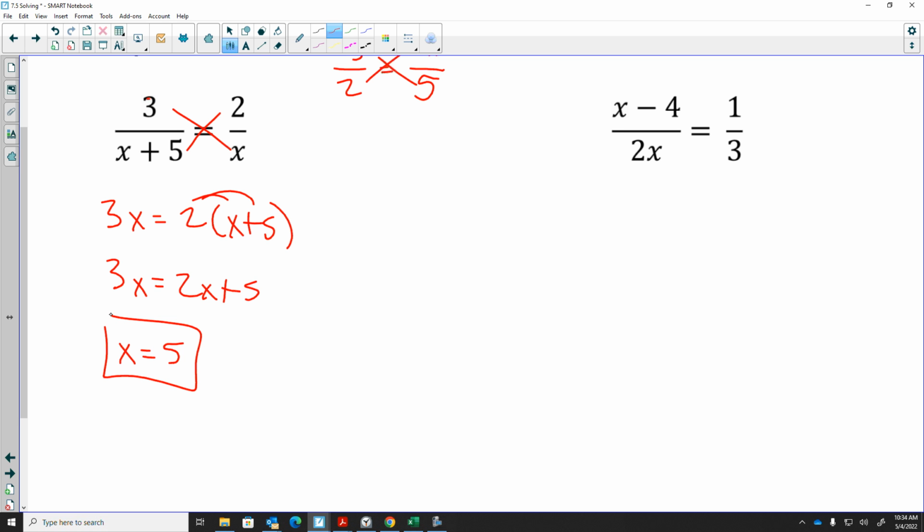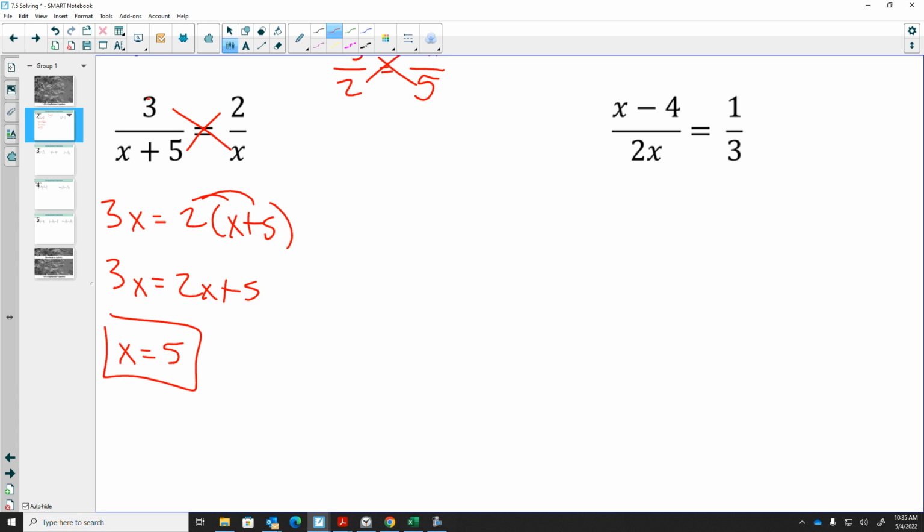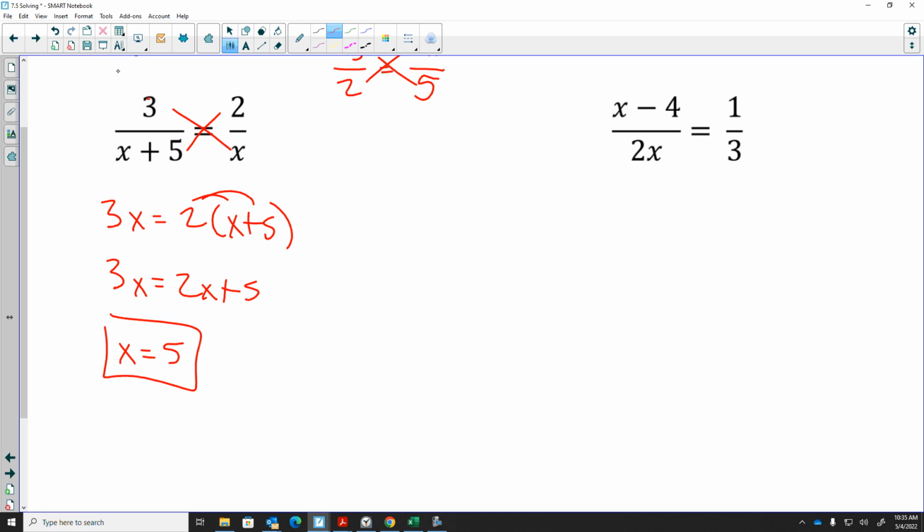Pretty easy, huh? Not too bad, right? You feel okay about that? I know I solved the equation pretty quickly. The thing you need to see right now is the cross multiplying.